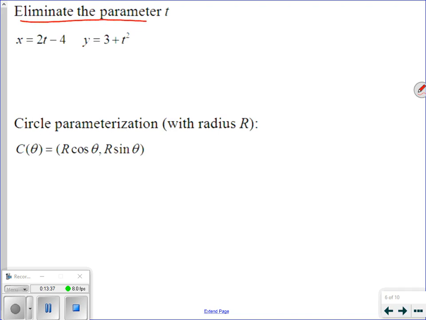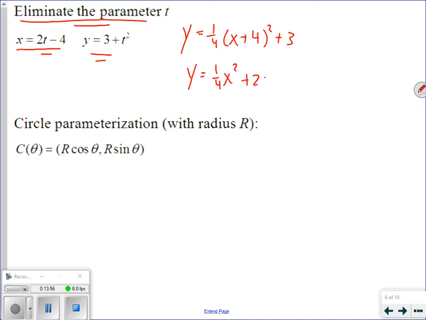We just did this example a second ago. So we eliminated the parameter t in that last equation. And just a refresher, we got y equals 1/4 (x plus 4) squared plus 3. And you can also write that in standard form. If you do expand it, I got 1/4 x squared plus 2x plus 7. Both are fine. Both of these equations describe a quadratic function. One just does it with a parameter t, and one just does it with x and y.